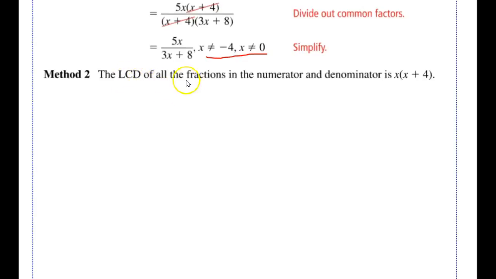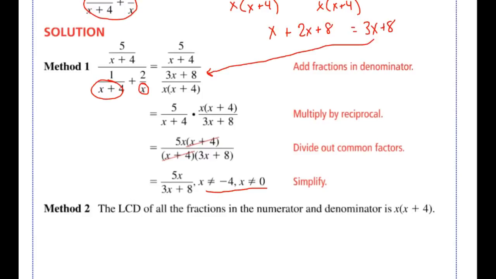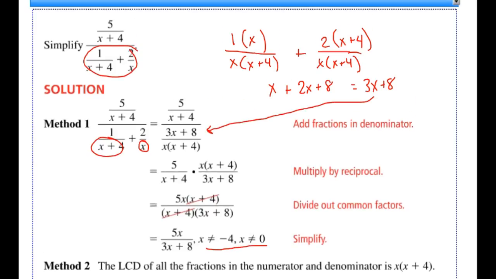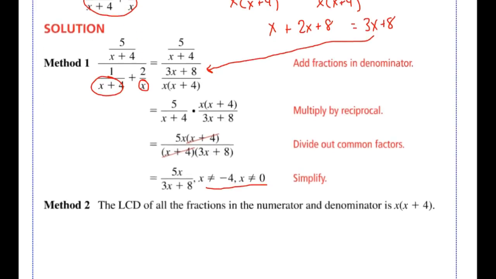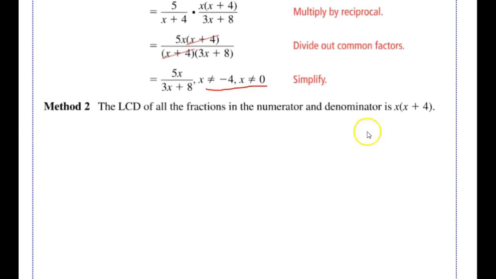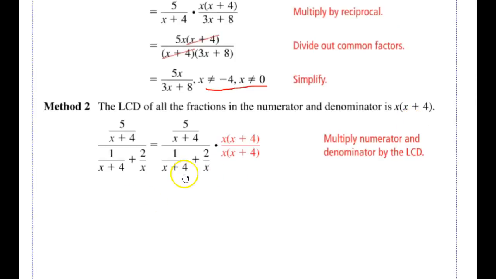So the lowest common denominator of all the fractions put together is going to be that x times x plus 4. And I'm just going back so we can see everything together. Because I see I have an x plus 4 in this fraction, I have an x in this fraction, and an x plus 4 in this fraction. So I want to look at all three pieces. And the lowest common denominator is going to be that x times x plus 4.